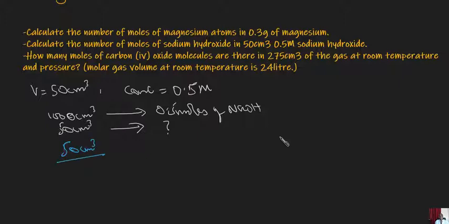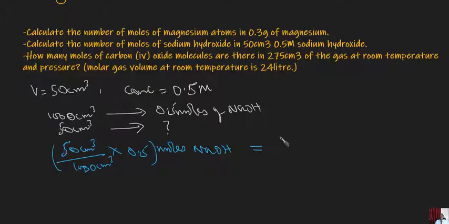You have 50 centimeters cubed divided by 1,000 centimeters cubed multiplied by 0.5 moles. So that is how you do it: 50 centimeters cubed over 1,000 centimeters cubed multiplied by 0.5 moles of sodium hydroxide. And this is the amount of sodium hydroxide in that solution in terms of moles.